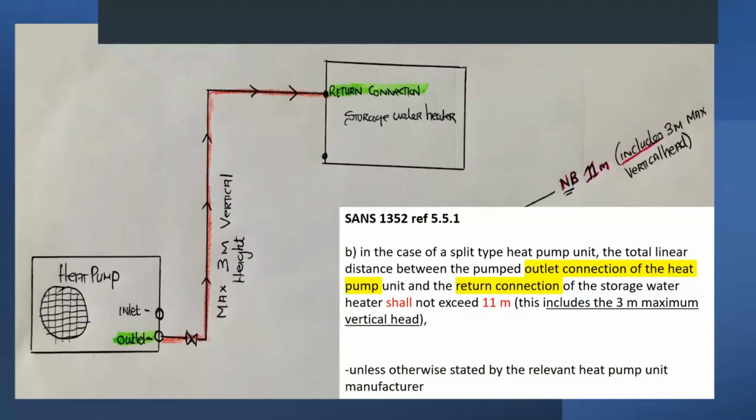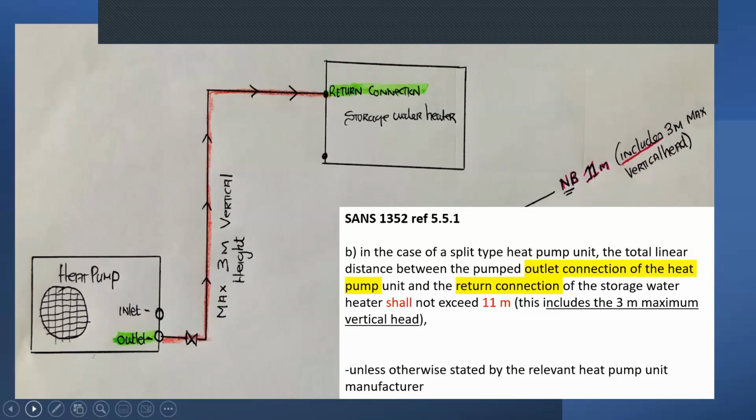So let's have a look at the picture. I've drawn a little heat pump on the left-hand side. On the top, I said inlet and outlet. So I've looked at the requirement. It says between the outlet connection, so the bottom in green, we have highlighted it, and the heat pump and the return connection. So I've drawn a line, and you'll see that it's like a red line that you're seeing going up. I've tried to indicate a 3 meter vertical height, and it's getting connected to the return connection of the storage water heater. So, dear listeners, it's basically 11 meters in total.